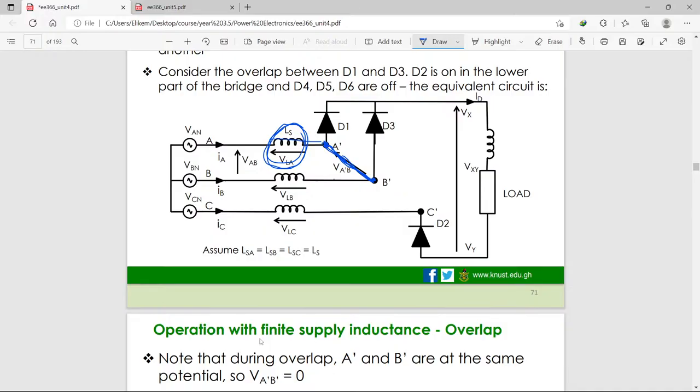There will be a voltage drop along the inductances, and that voltage drop is what is seen as the drop in the output voltage here. So this is equal to 3 root 3 E over pi, minus the drop due to the finite input inductances. So that's what we'll have.